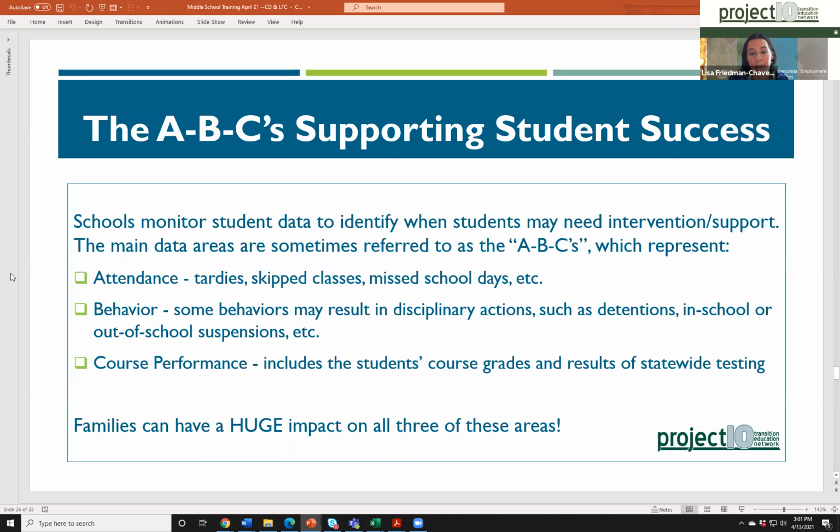Behavior, and that could be any type of disciplinary action, detentions, in-school or out-of-school suspensions. And there are also other discretionary projects that can assist with behavior. And there are things that hopefully the families might be able to assist with in regards to behavior as well.